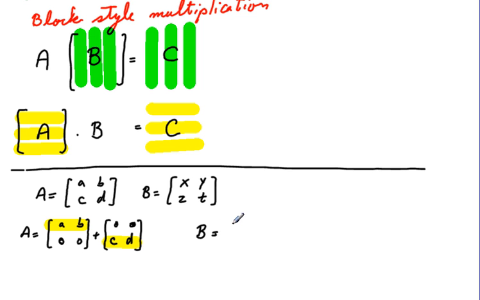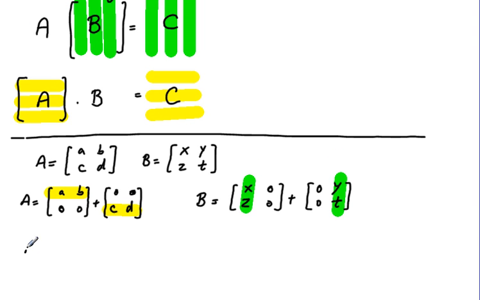We say B, well, I take the first column, erase the second column, and then second time around I erase the first column and just keep the second one. So here are the columns. Now when I want to multiply A with B, how do you multiply? I have to multiply this matrix with that one, this matrix with the second one, the second yellow one with the first green, second yellow with the second green, and so on.